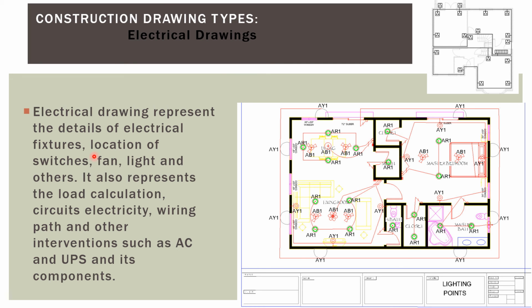Next one is the electrical drawings. In the electrical drawings, we provide the location of circuits, wiring location, lights, and so on. Electrical drawings represent the details of the electrical fixtures, the location of switches, fans, lights, and others. They also represent the load calculation, circuits, electricity, wiring path, and other interventions such as AC and UPS and their components. So all the wiring is calculated depending upon the building load, and the thickness of wires is all calculated in the electrical drawings.